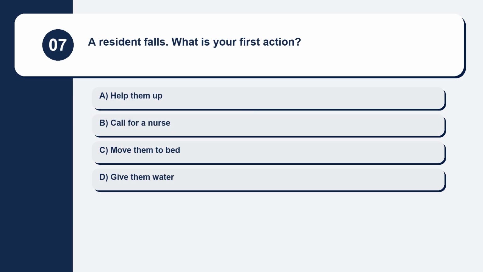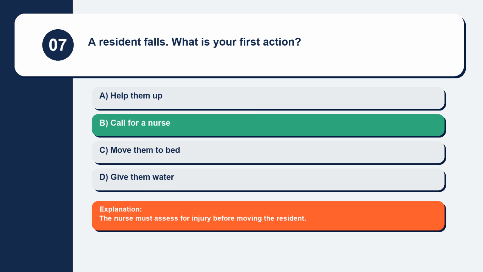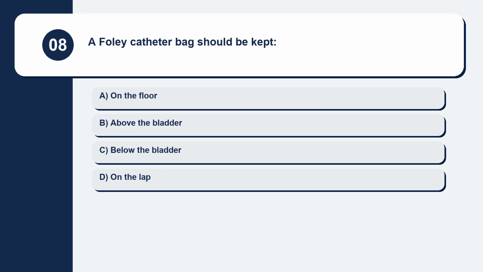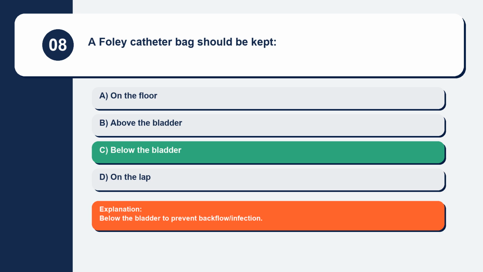Question 7. A resident falls. What is your first action? Help them up, call for a nurse, move them to bed, give them water. The nurse must assess for injury before moving the resident. Question 8. A Foley catheter bag should be kept on the floor, above the bladder, below the bladder, on the lap. Below the bladder to prevent backflow and infection.